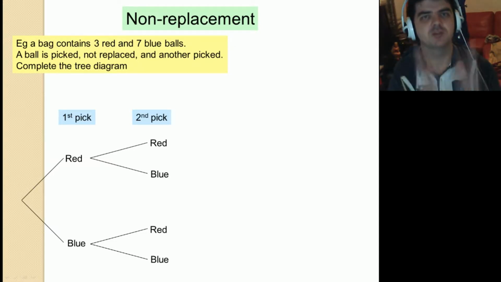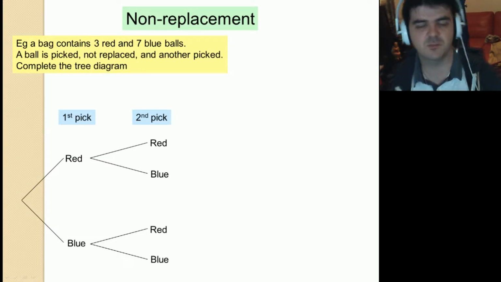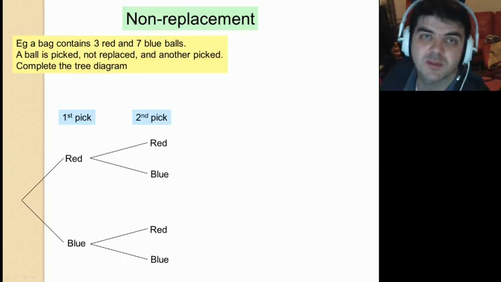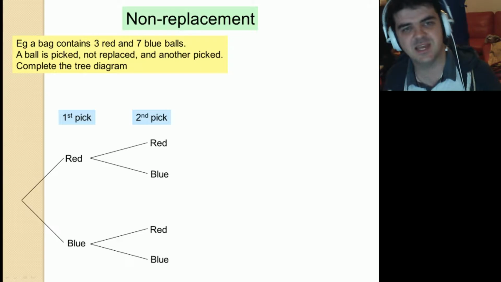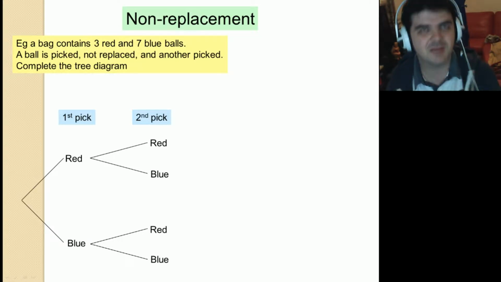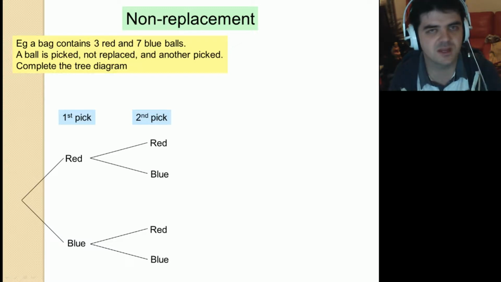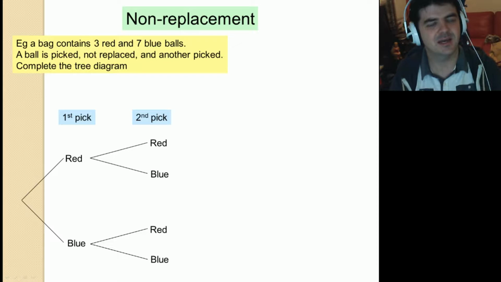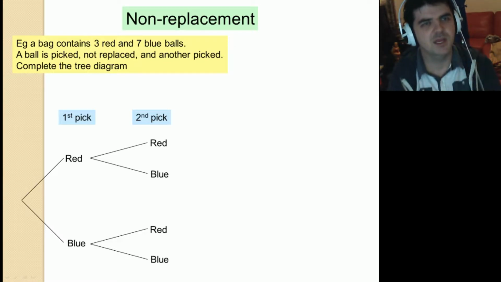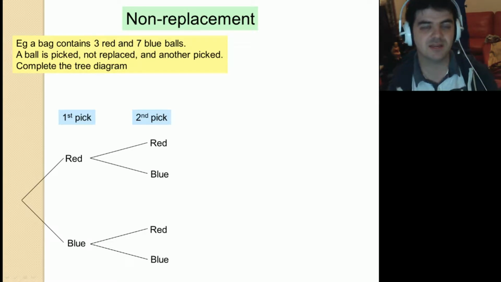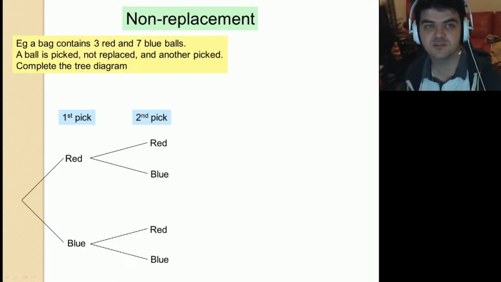Okay, so probability, how does it change for higher tier? Well, the main difference, or the biggest difference, is this idea of conditional probability. And it's the idea of not replacing something back. So I might bring in a bag of sweets. It's usually the best way that I get it to illustrate it, because people like to eat sweets when I bring them in, and I can help explain this. So non-replacement. A bag contains 3 red and 7 blue balls. A ball is picked, not replaced, and another picked. So complete the tree diagram.